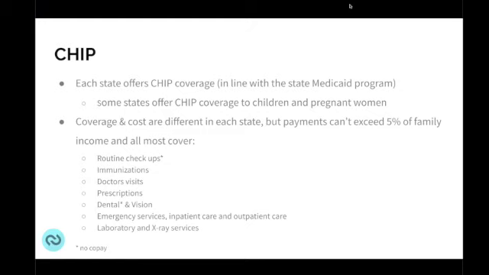For the most part, the majority of them, it is just for children, but some do offer children and expectant mothers as well. So coverage and costs are different with each state, but the payments in general for CHIP participants cannot exceed 5% of the family income. And the other thing that is fairly heavily regulated with CHIP is that CHIP programs must cover routine checkups and dental with no copay.